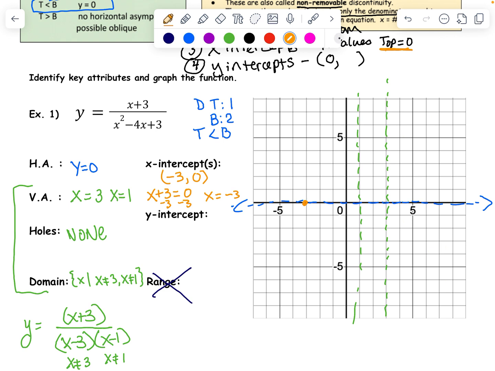All right, so let's go find our next thing, which is our y-intercept. So we're going to put a 0 in for x. So y is equal to 0 plus 3 over 0 minus 3, and then 0 minus 1. So this is going to be 3 over negative 3 times negative 1. So this is just going to be 1. So our y-intercept is going to be: put a 0 in, and you'll get a 1 out. So that's going to be right here.